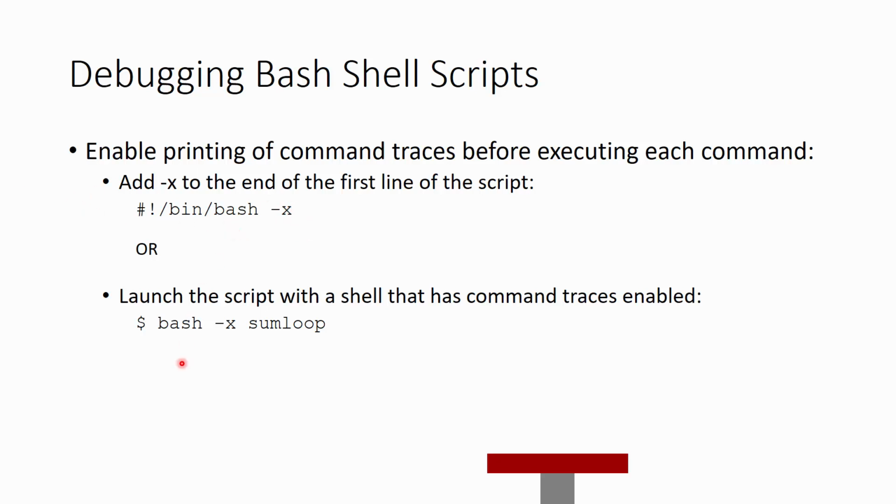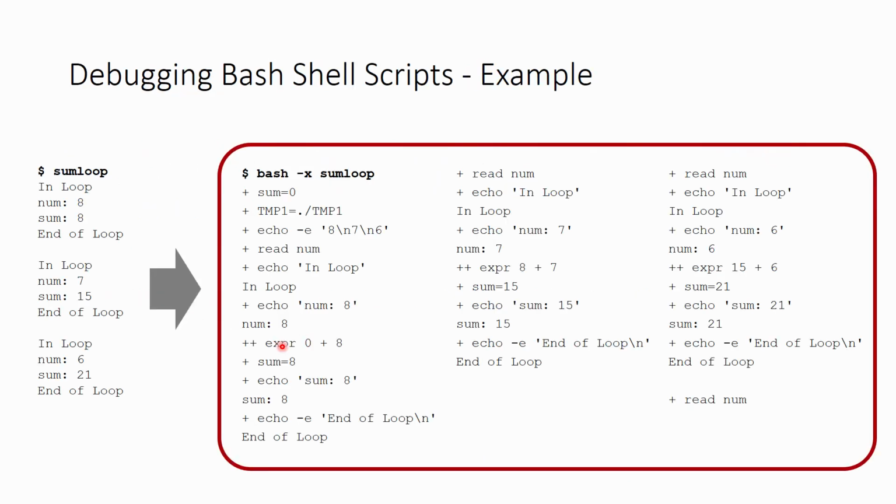Another way to do it is you can start the script up by saying bash -x and then the name of your script. And what that does is it enables these command traces. And what do those look like? They look like this. What we have here is the original sum loop that we have seen before. And our sum loop just prints out the value as it increases from 8 to 15 to 21 by summing up 8, 7, and 6.